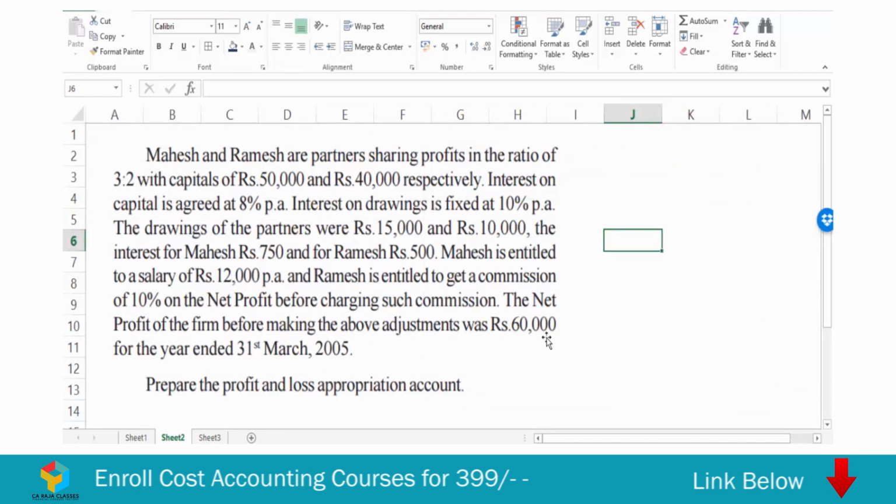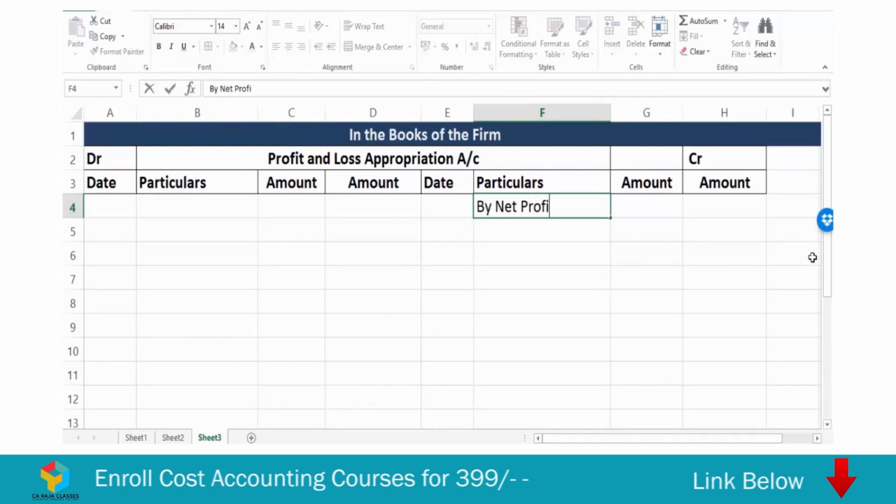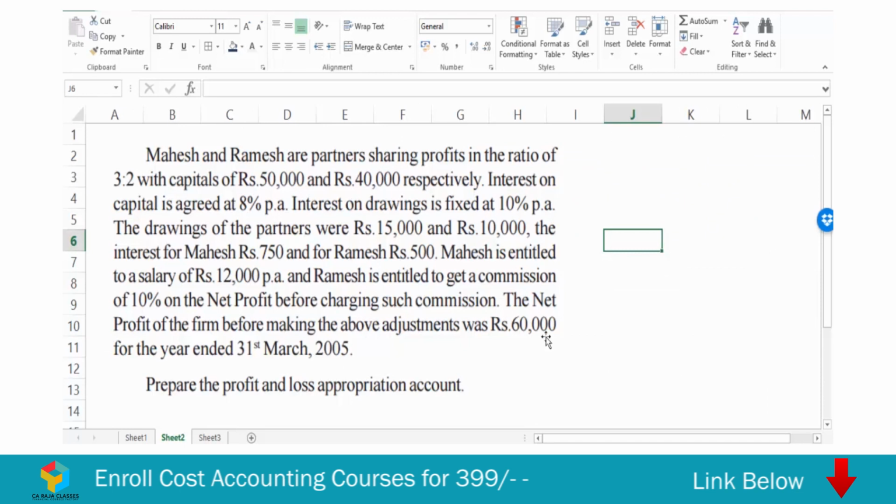So let me capture that. By net profit brought down, and what was the amount? It was 60,000, right? So we have captured the net profit. Then we have some more information, and let me capture the item that can find place on the credit side. Interest on capital should find place on the debit side, but we have interest on drawings, which is fixed at 10% and the amount is calculated already. It is 750 and 500 because we don't know when these drawings happened. So the interest on drawings for Mahesh and Ramesh are 750 and 500, so we can directly take it to the credit of profit and loss appropriation.